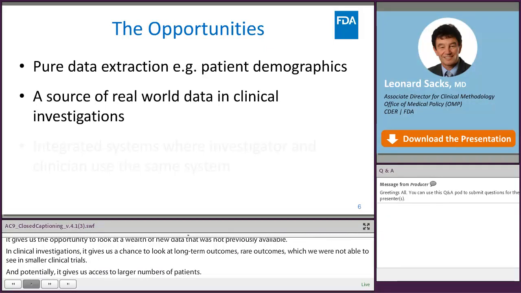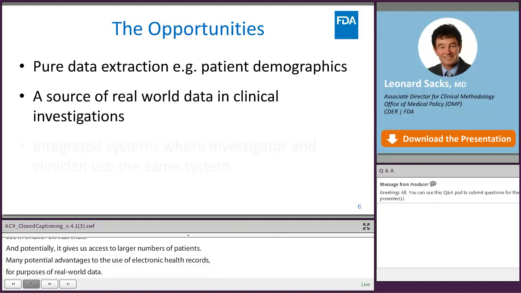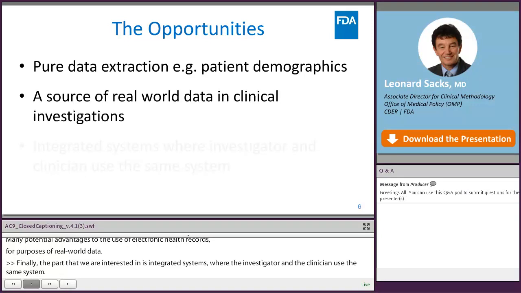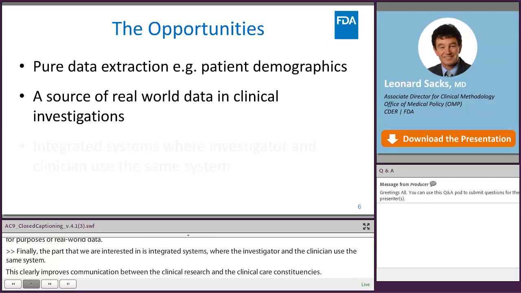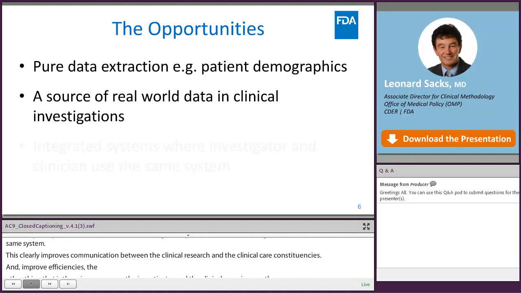Finally, the part that we're interested in is integrating systems where the investigator and the clinician use the same system. This clearly improves communication between the clinical research and the clinical care constituencies, and improves efficiencies. The other thing that is obvious is that in many cases, the investigator and the clinical caregiver are the same person. It seems really unnecessary to have these individuals doing things in duplicate.